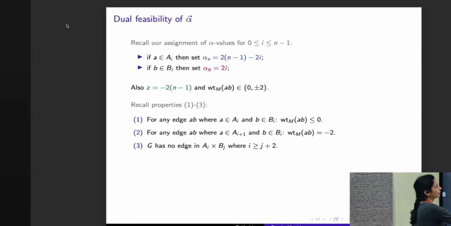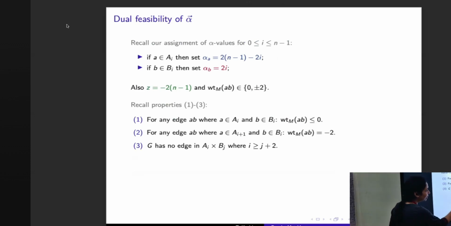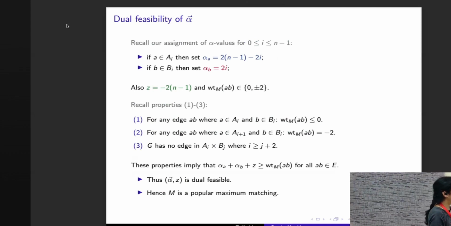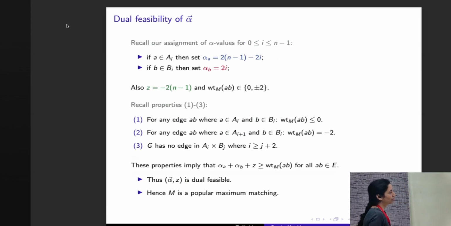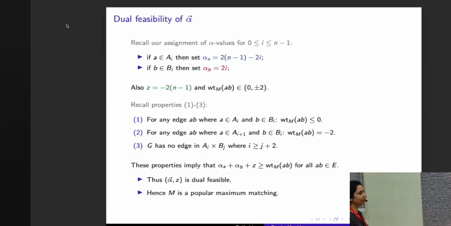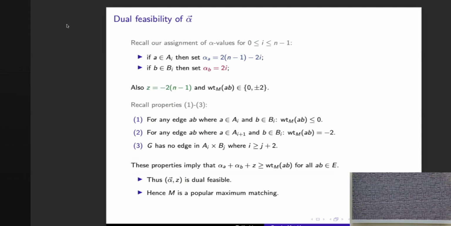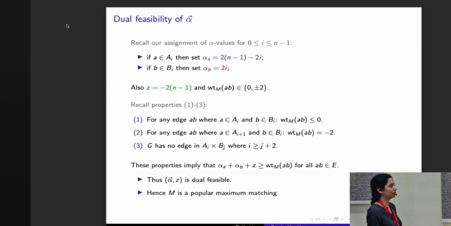So all these properties, that within each level the matching is stable, any edge that goes one level below has weight minus 2, there is no steep edge, all this will actually imply that for every edge we have alpha A plus alpha B plus Z is at most the weight of the edge. It's exactly the same as what we did in detail towards the end of last lecture, some 5 different cases. We just have to do the same exercise all over again. So trust me, alpha Z is dual feasible, and we showed the optimal value of the dual LP is at most 0, hence M is a popular maximum matching.